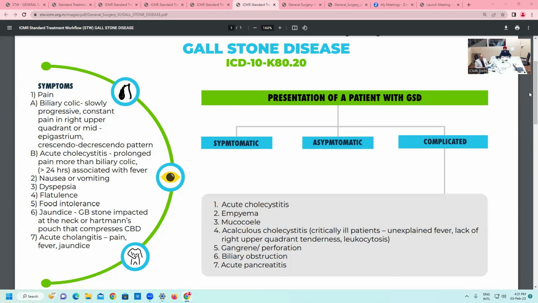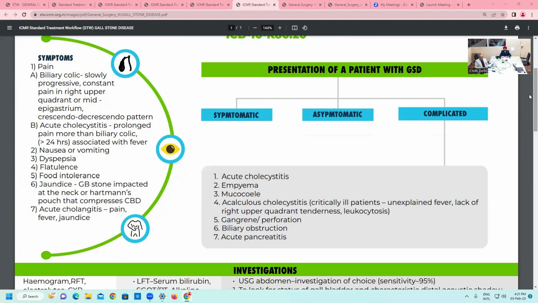This may get infected. It would be a mucocele, and if this gets infected and the pus is collected, then the patient may have empyema. Then the patient may also have gangrene or perforation of the gallbladder. There could be biliary obstruction when the stone gets into the common bile duct. But the most serious complication is acute pancreatitis, when the gallstone gets stuck at the lower end of the CBD and there is pancreatitis. This is a serious condition.